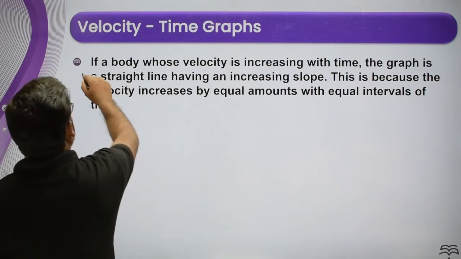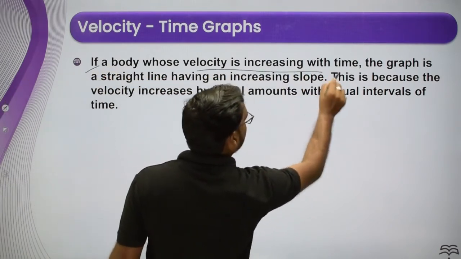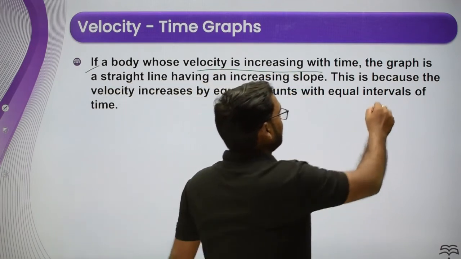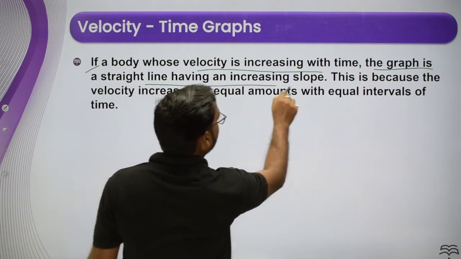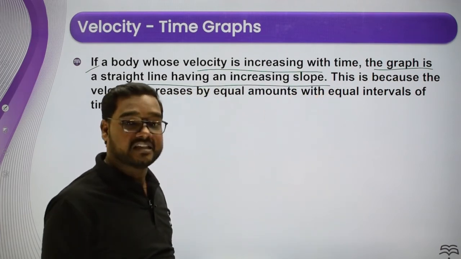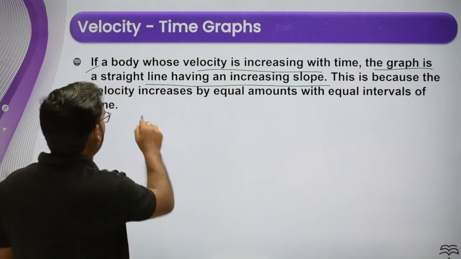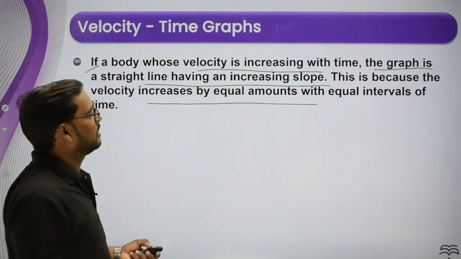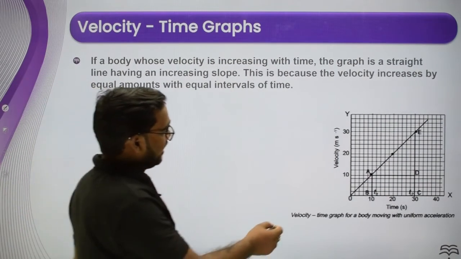Now we have a point related to this. If a body whose velocity is increasing with time, then you can say that the graph is a straight line having an increasing slope, or you can say that it is accelerated velocity. Okay. So this is because the velocity increases by an equal amount in an equal time interval. I have already discussed this with you. Okay. Now you can see here.